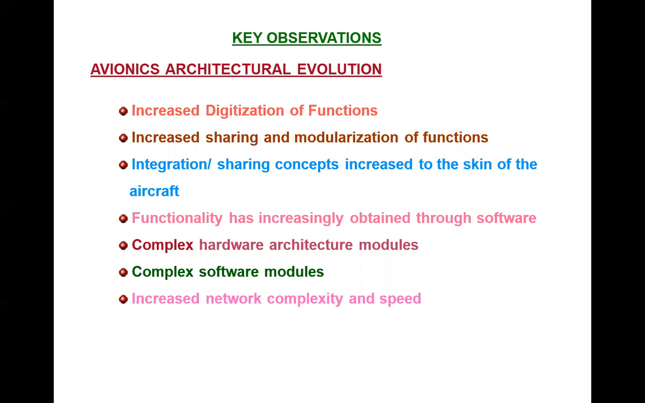So a few keys noted in the avionic architectural evolution are increased digitization of function, increased sharing and modularization of function, and the integration sharing concept increased to the skin of the aircraft. Functionality has increasingly been obtained through software, complex hardware architecture modules, complex software modules, increased network complexity and speed.